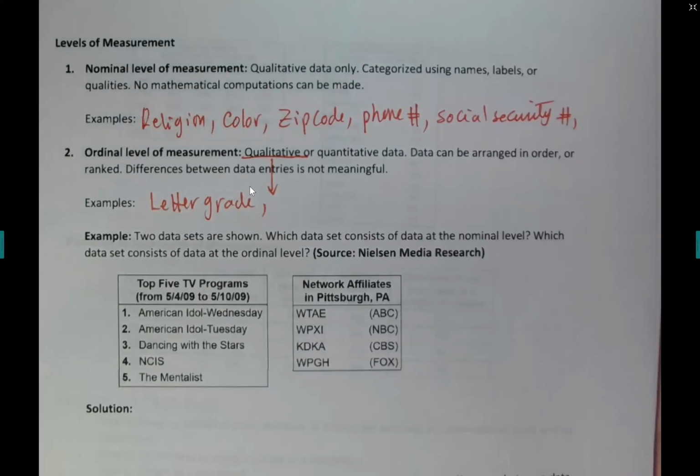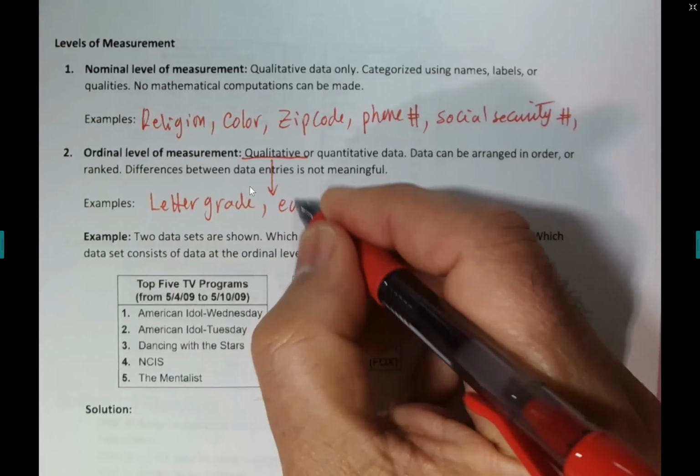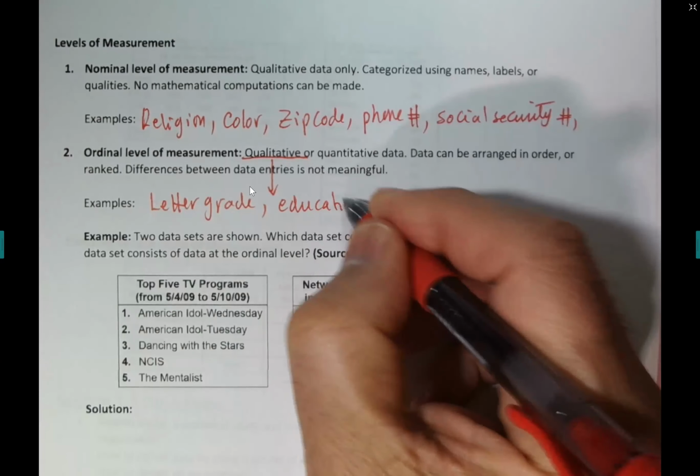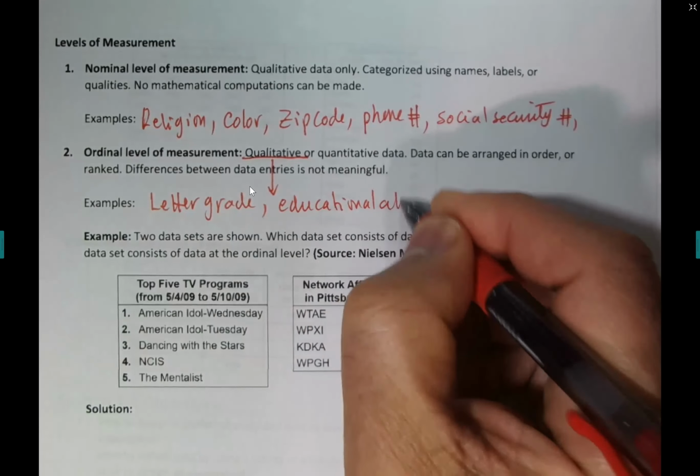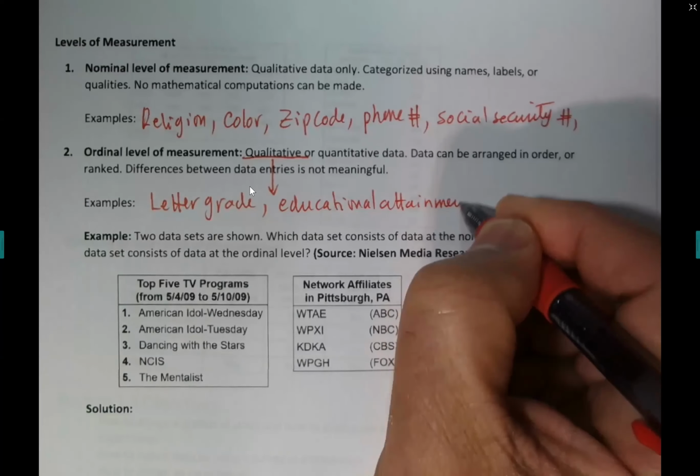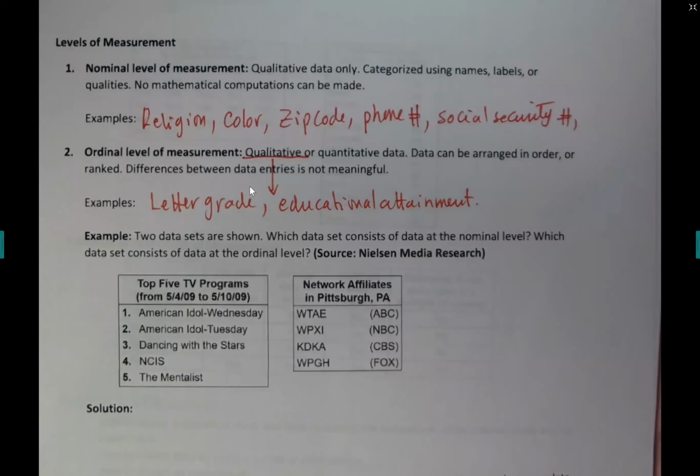Letter grade. Do you guys agree that these are letters, not numbers? Yes. And A, B, C, D, E, etc. These are ranked. I'll give you another example, educational attainment, and I'll explain that in a second. Like the terminal degree that someone can get to, the highest one is PhD, then a master's degree, then a bachelor degree, then associate degree, then high school. You can think of this as an ordinal level.